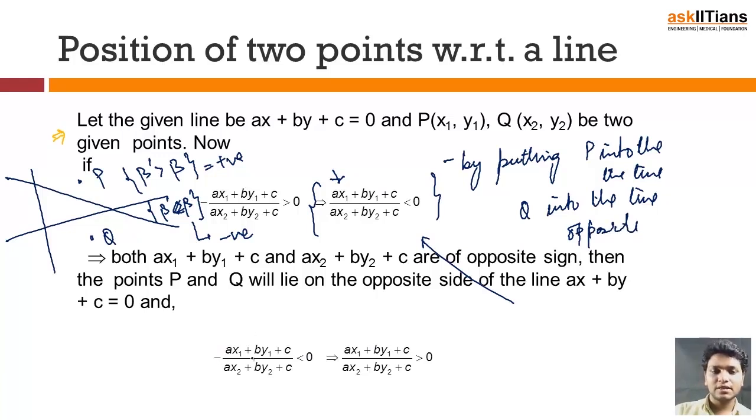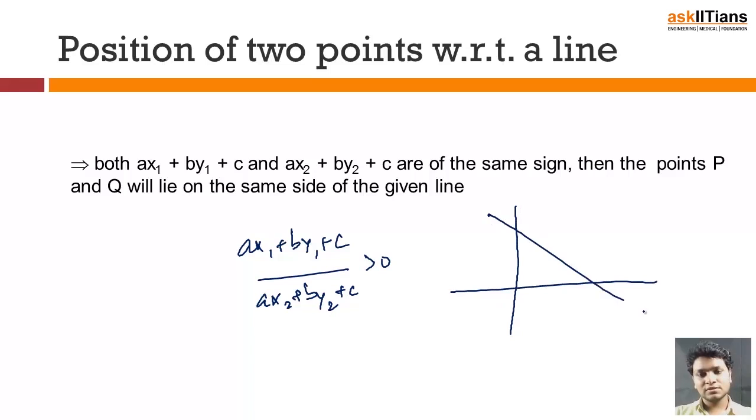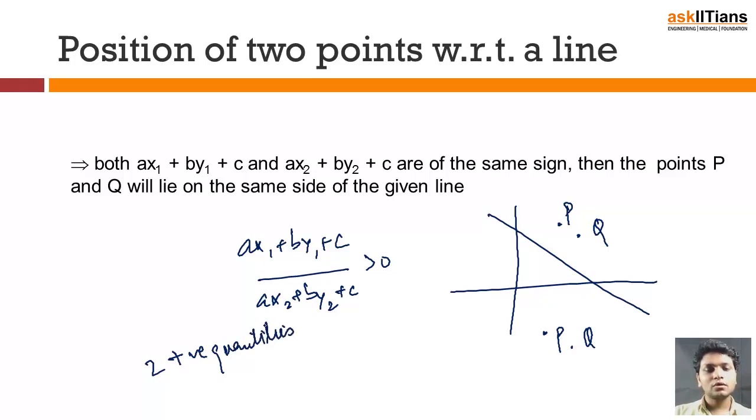But suppose this happens, that ax1 plus by1 plus c upon ax2 plus by2 plus c is greater than 0, which will be a clear indication that if this is the line, either both the points are over here or both the points are over here, because I can get a positive quantity either by dividing two positive quantities or by dividing two negative quantities, which is a foolproof sign that both the points will lie on the same side of the line.